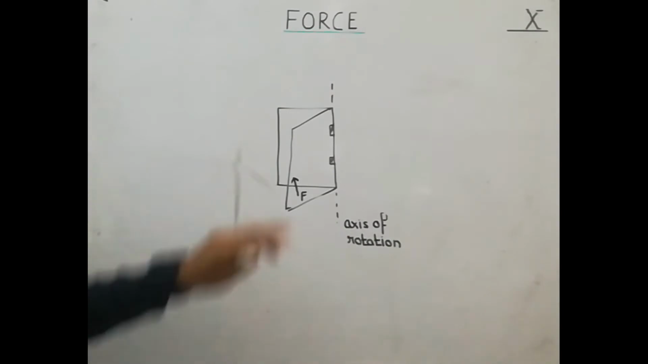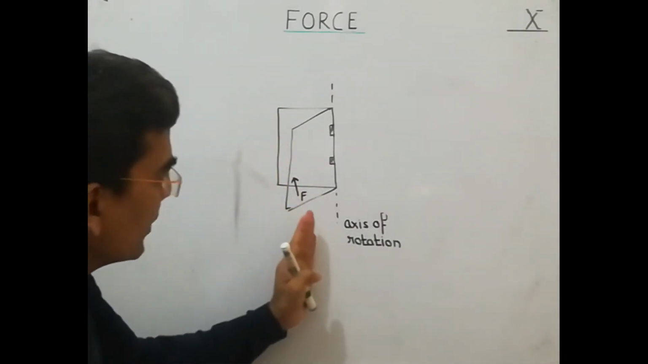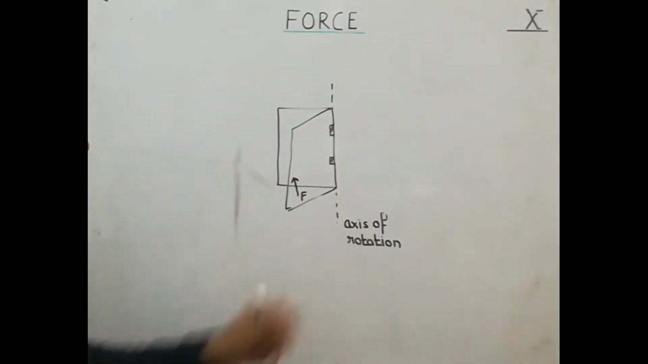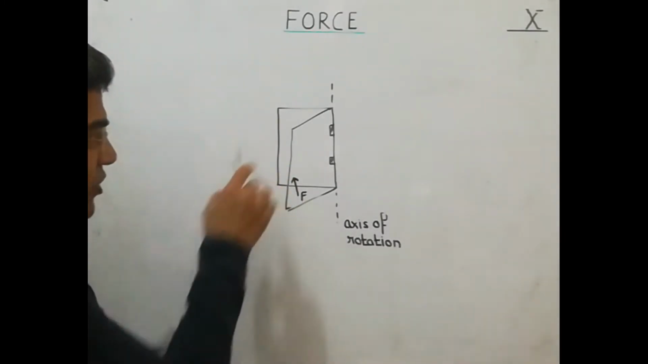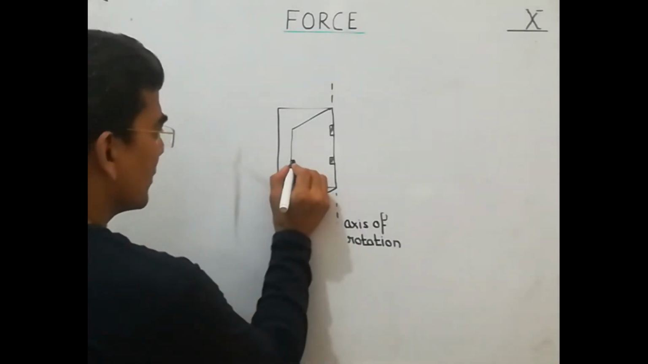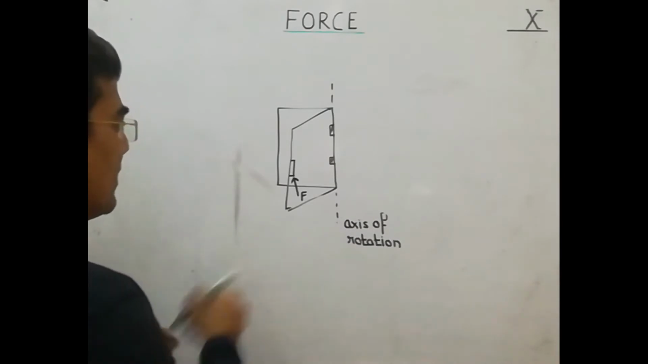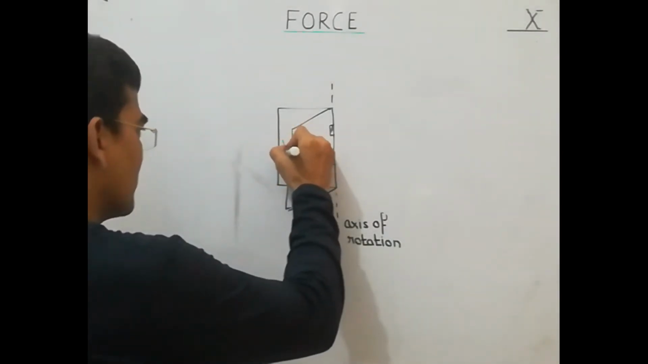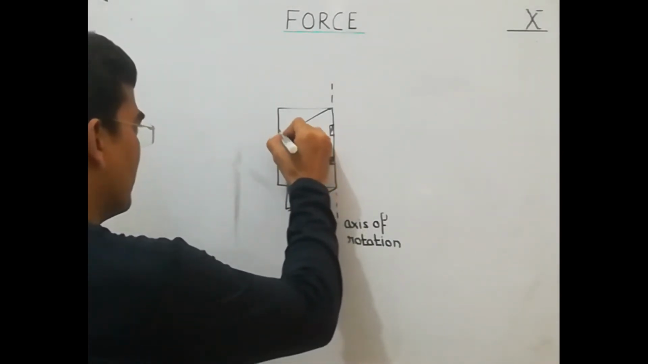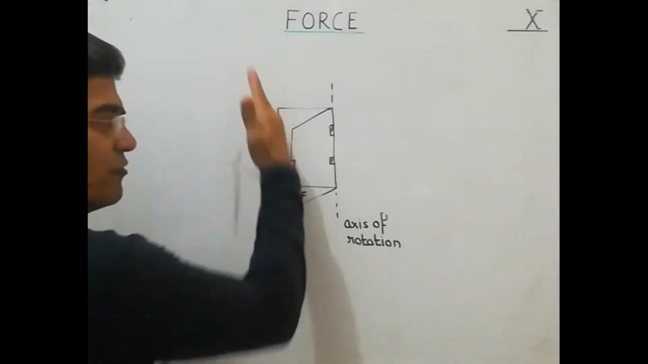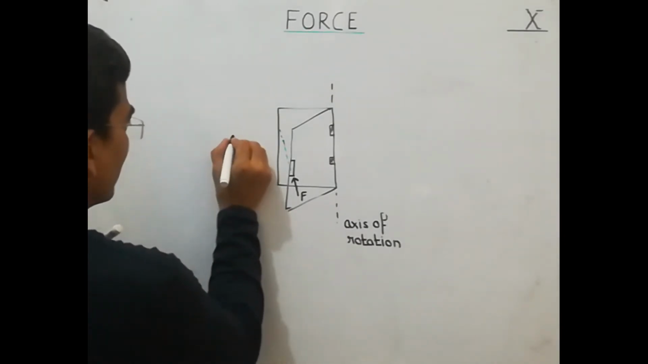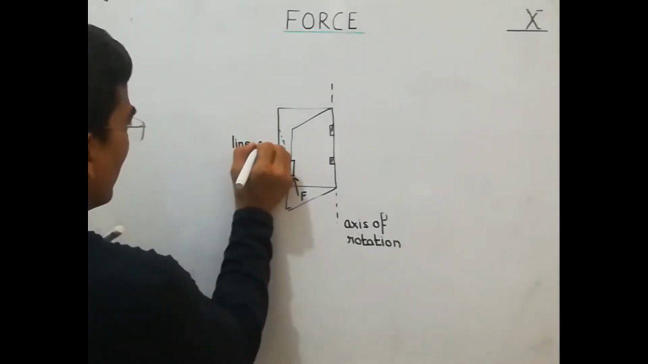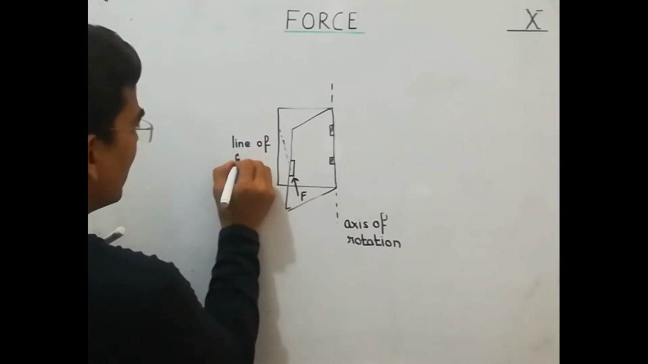See, the point about which the door is rotating, at that point we have drawn the axis, so there will be the axis of rotation. Now I am applying the force in this direction at the edge of the door. Now here is the handle of the door, and applying the force on the handle. So this will be the direction of force. So the direction in which the force is being applied, that will be the line of action of force.